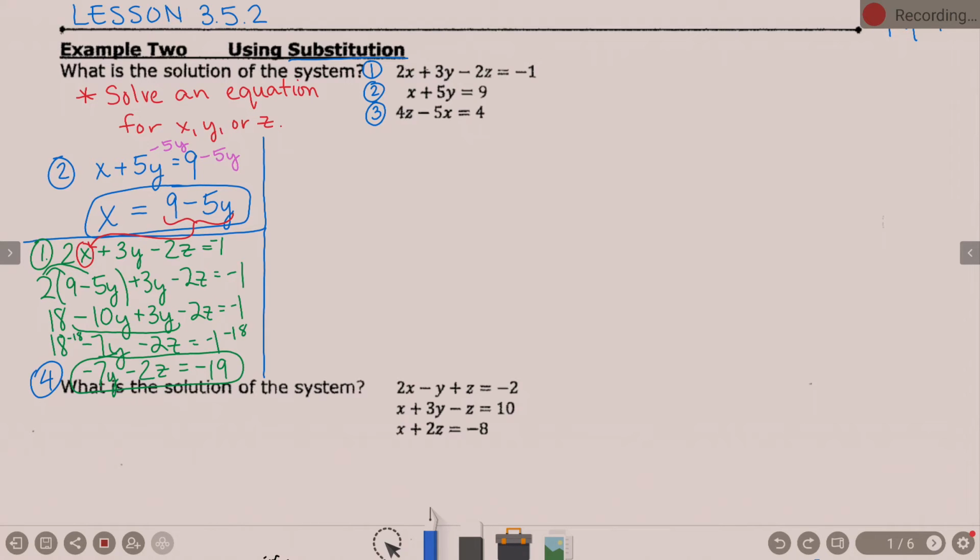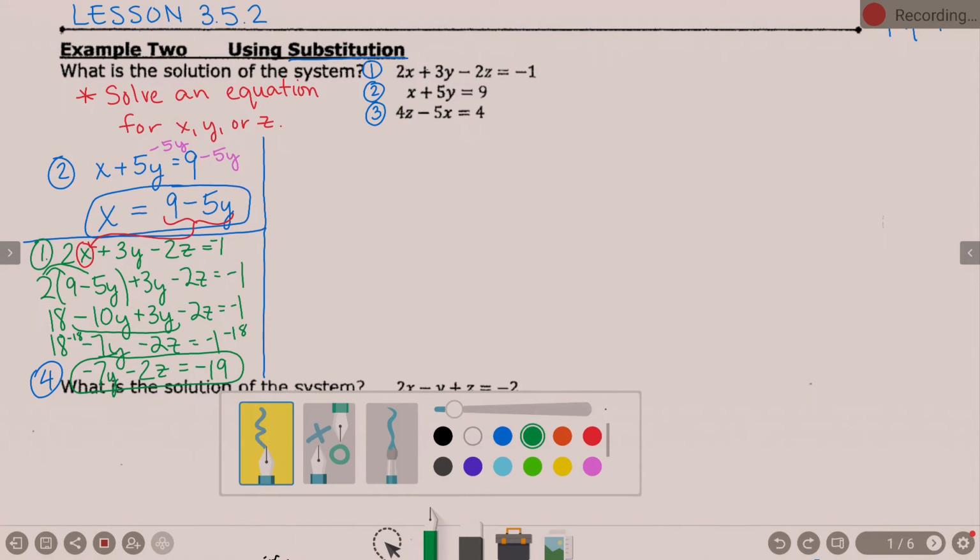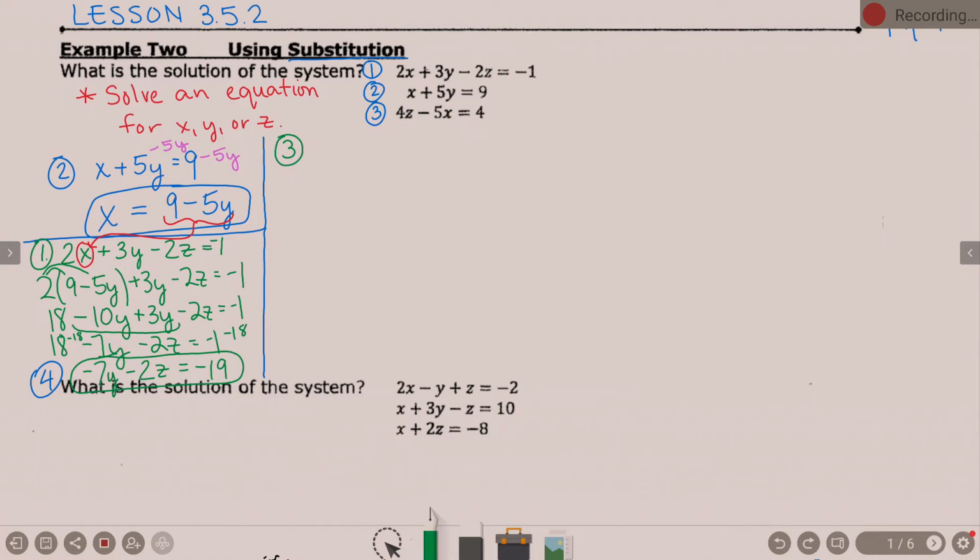We just took this x equals 2, right? And plugged it into 1. We're going to repeat that process and take this x equals and plug it into equation 3. Okay? So, let me write out what 3 is. 4z minus 5x equals 4.